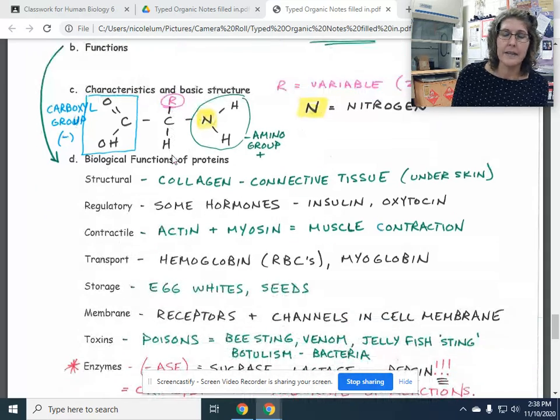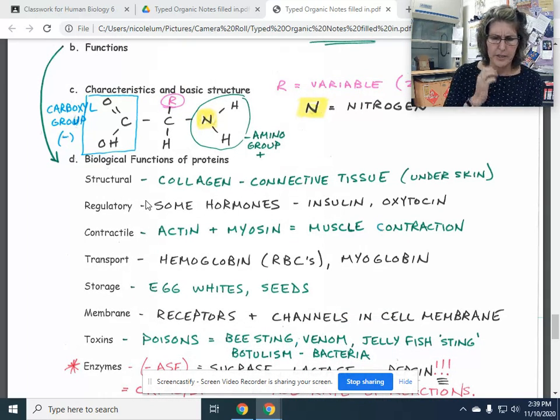So we have a lot of different functions here, unlike your carbs, which are just energy storage and structural, and your lipids, which are secondary energy storage, protection, waterproofing, that sort of thing. We have a lot of biological functions in proteins, and you guys will see this over and over and over again, and we'll do different things with it in here because it plays such a large role within the human body. So your first function that we see here is that your proteins can be structural.